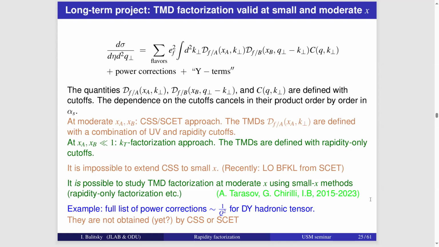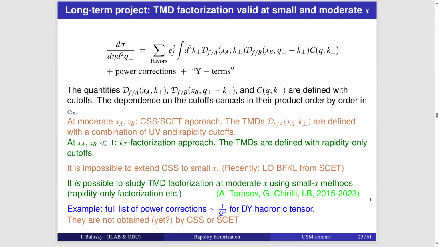So what do people do? These quantities are defined with cutoffs. The dependence on the cutoffs cancels in their product order by order in the coupling constant. At moderate x_A and x_B, people use the CSS or SCET approach. These TMDs are defined with a combination of ultraviolet and rapidity cutoff. At small x, in the kT factorization approach, the TMDs are defined with a rapidity-only cutoff.